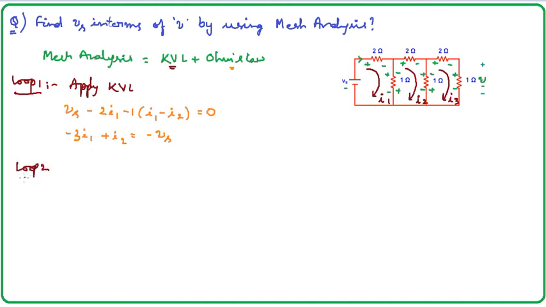Loop 2, same thing, apply KVL. This is very simple. Actually, there is no voltage source here, so no need to worry about it. You can start from anywhere and end at the same point. That's what a closed loop means. I want to start at this point, and my current is I2 now, so it is moving in this way. From this point I need to move.